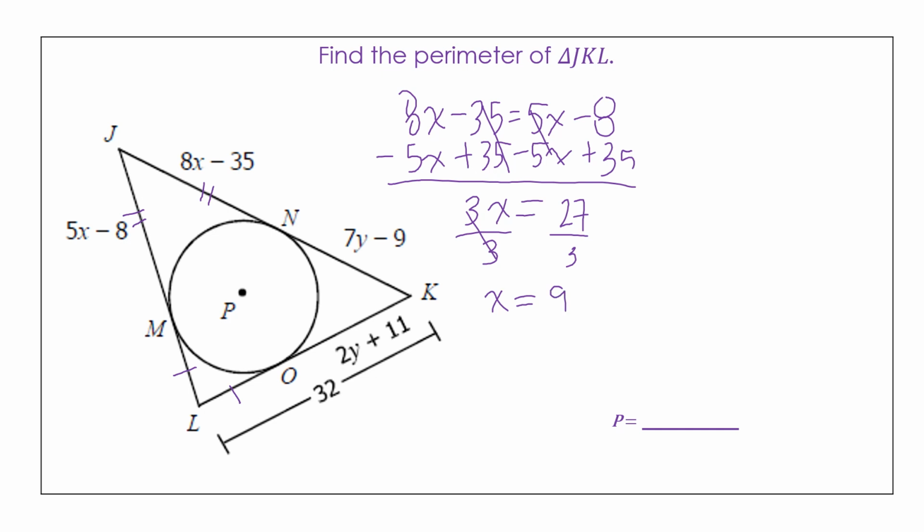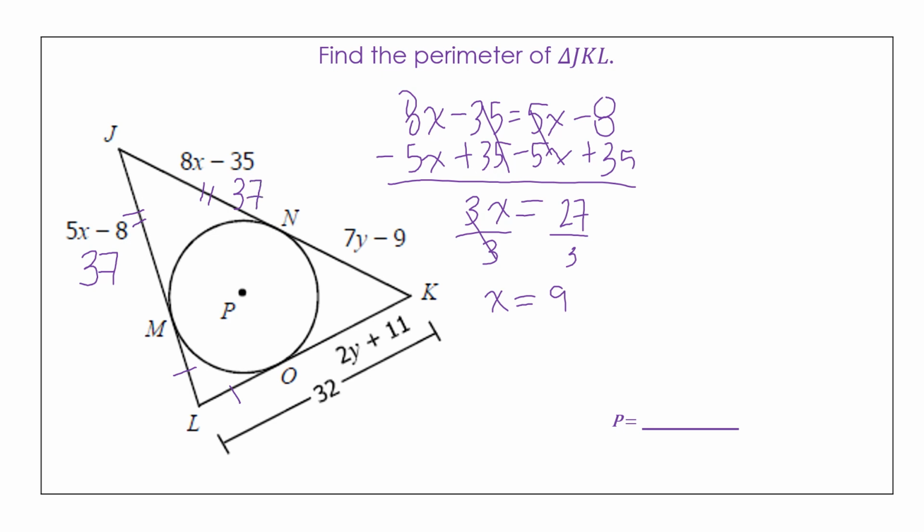Now that I know x equals 9, I can plug that back in. 5 times 9 is 45, minus 8 gives me 37 for the length of JM. We know JN should also be 37, but instead of just assuming it, I'm going to plug 9 in just to double check my work, because we all can make mistakes. 8 times 9 is 72, minus 35, and we did get 37, so that's great.